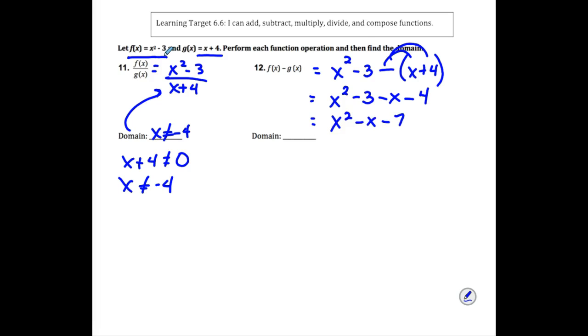Any domain restrictions on that? Okay, so x equals all reals? Okay.